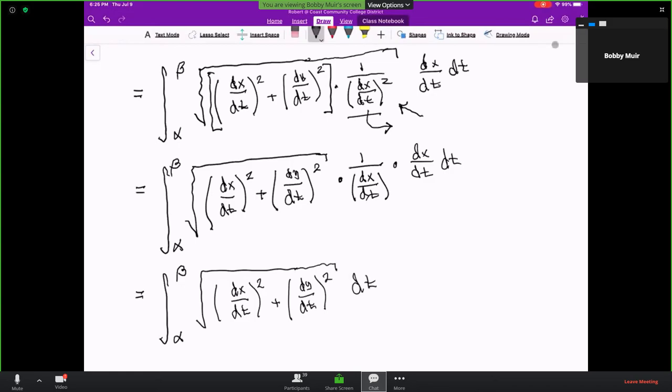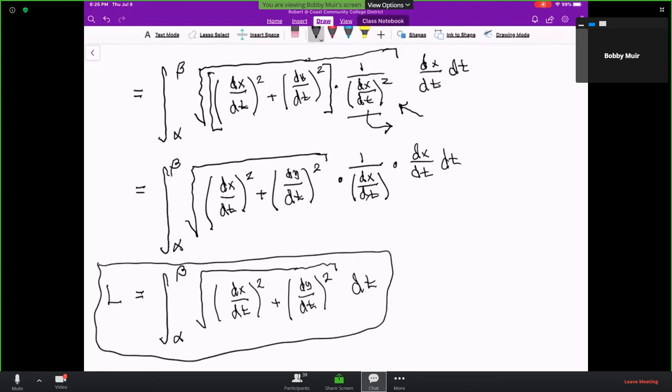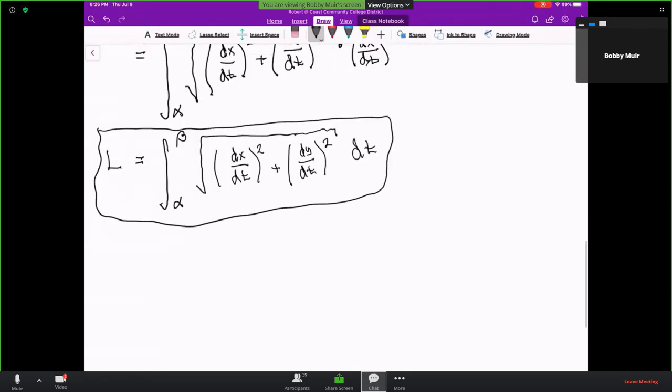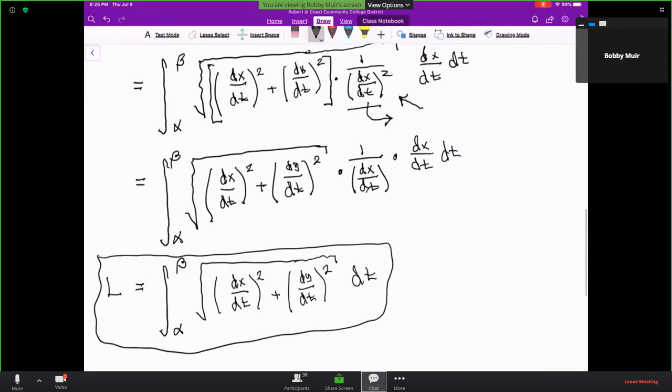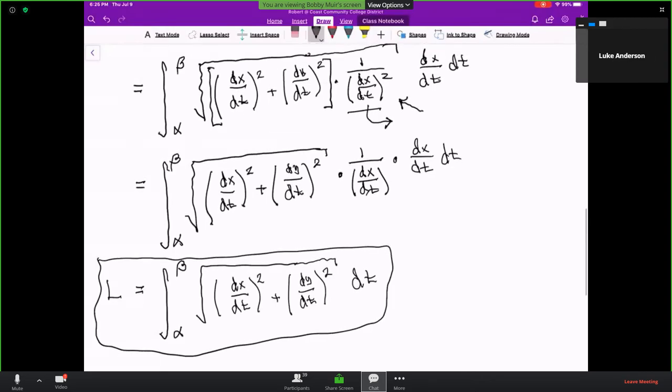Okay. And so this is the formula for the arc length of a curve given parametrically by x is x of t, y is y of t. Okay, now, do you still need that? Just wait one second. Yeah, almost done copying. Okay.